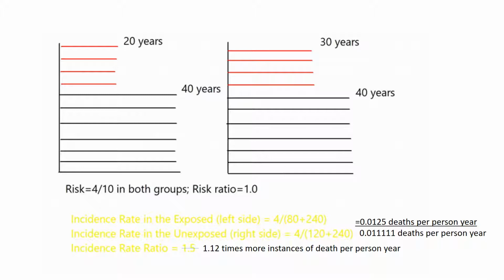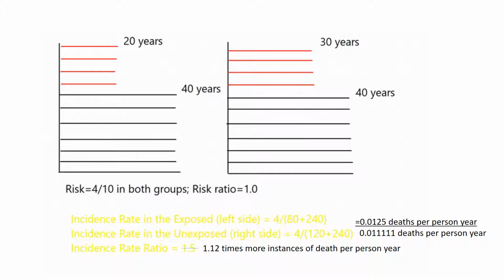And in both of these cases, left side and right side, the risk ratio would be exactly 1.0. Because in both cases, 4 out of the 10, so the 4 lines in red represent the 4 who did not survive the whole study period, and the 6 black lines represent the 6 people who did. So if you had 10 and 10 on both sides, and on both sides you had 4 people who didn't make it through the whole study period, you would have 4 out of 10 in both groups that died, and you would have a risk ratio of exactly 1.